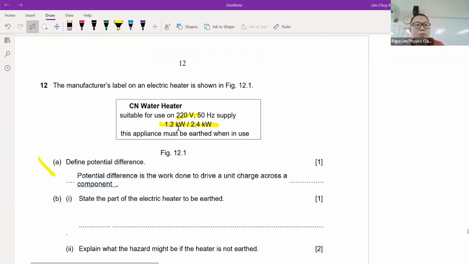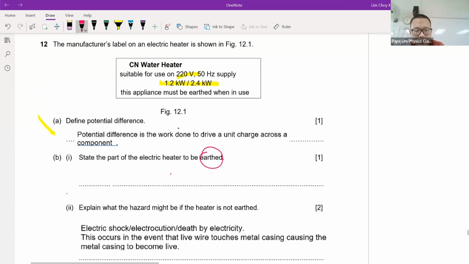Now which of the components has to be earthed? Remember, earth has to be where? The casing. But don't just write casing, you have to write the metal part of the casing. The metal casing has to be earthed, or the earth wire has to be connected to the metal casing. So the important word is not just casing, it is to highlight to the marker that it has to be on the metal part of the casing, or the whole metallic casing. Now, state what happens to the hazard if the heater is not earthed. What happens when it's not earthed?